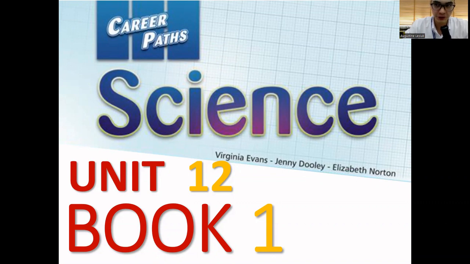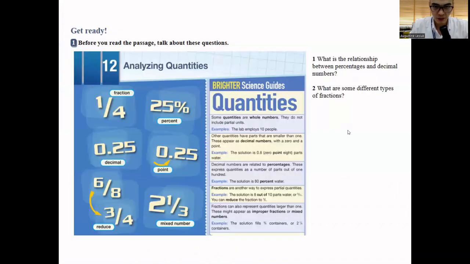Today, we will be covering Unit 12 of Book 1. In this unit, we will talk about analyzing quantities. So we're going to talk about decimal numbers, fractions, percentages, how they are similar, how they are different, and so on. So let us begin.